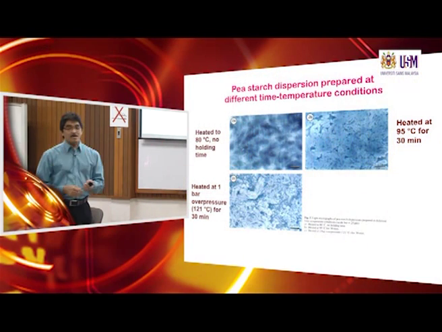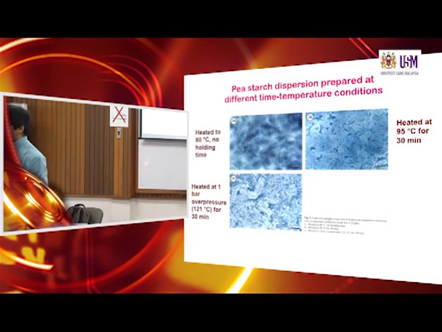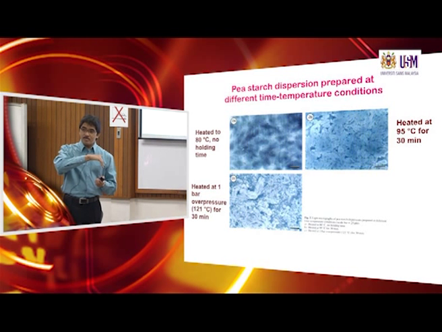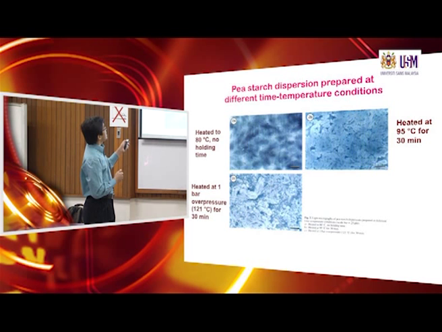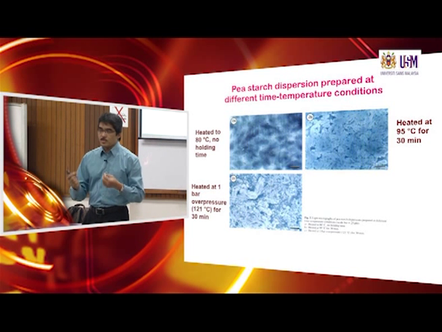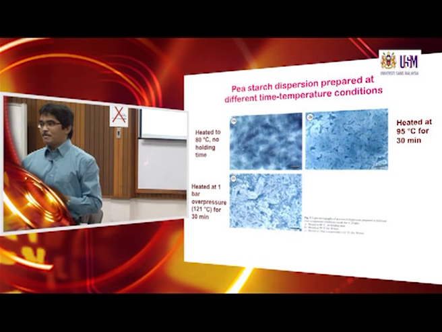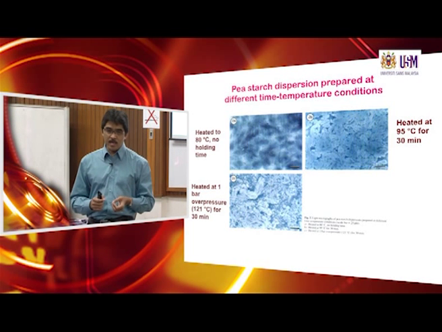Again, now, just now potato. This one is pea starch. This version prepared at different time temperature condition. Try to relate that with the potato just now. Okay, this is potato at 80, 95. This pea starch at 80. Potato starch at 80. Pea starch at 80. The difference between pea starch and potato is in the amount of amylose. Pea starch contains more amylose than potato.